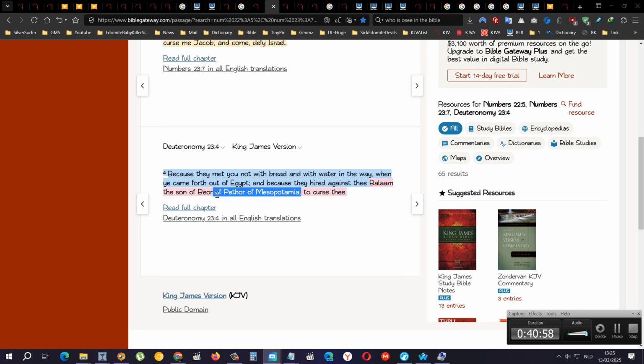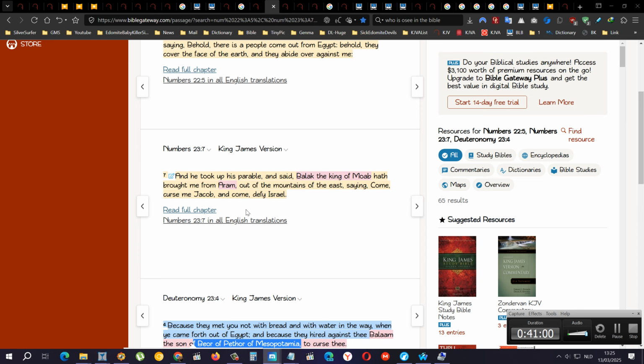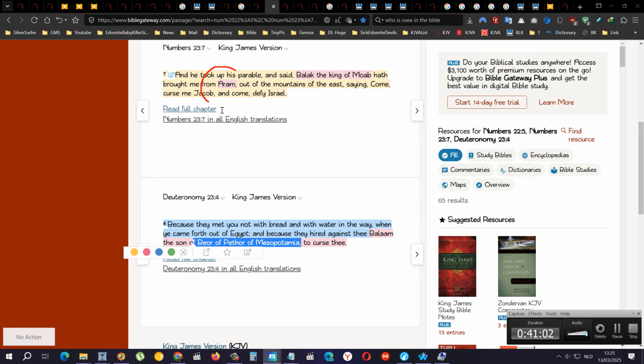So where is the land of Aram according to the scriptures? It's Mesopotamia. Because Balaam comes from Aram, and then here it says Mesopotamia. So guess what? Mesopotamia is Aram.